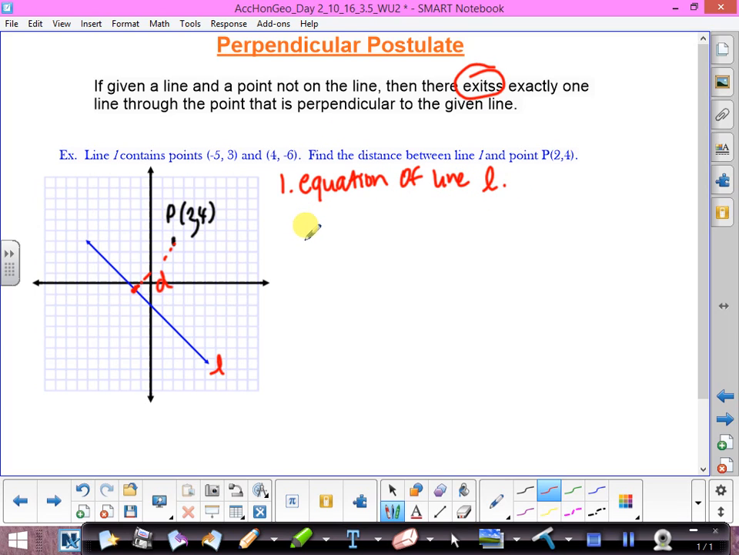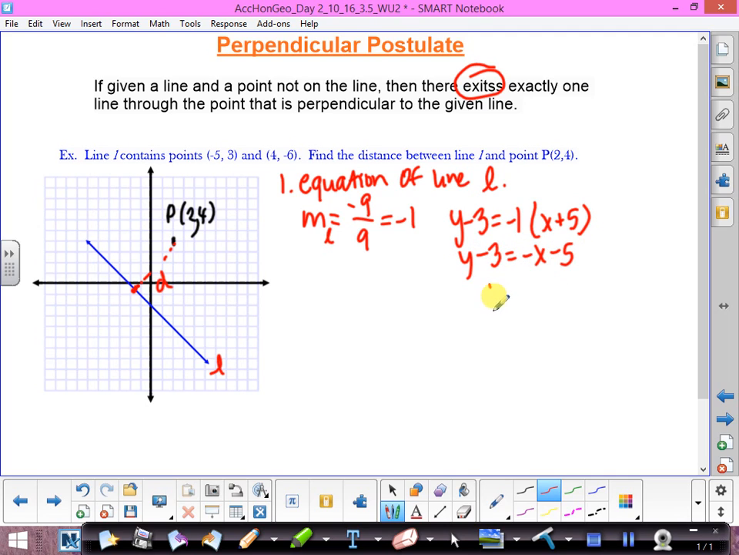To write the equation, we first need to determine the slope of L. So we're going to have negative 9 over 9, which is negative 1. And we're going to use a point, so I'm just going to use negative 5, 3. So we'll have y minus 3 equals negative 1 times x plus 5. Then we'll have y minus 3 equals negative x minus 5. So y equals negative x minus 2. So that's the equation of L.